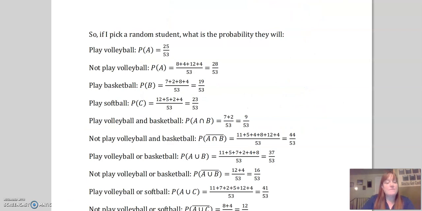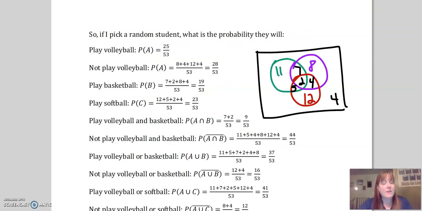So using the same Venn diagram, we can answer some questions. Remember, this 12 here means that if I wrote my sample space out, I would have 12 different places where I said someone that plays only softball, right? And if I wrote my sample space out, I'd have 11 people who I wrote out plays only volleyball.